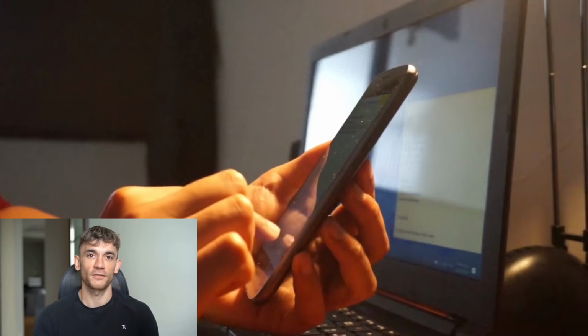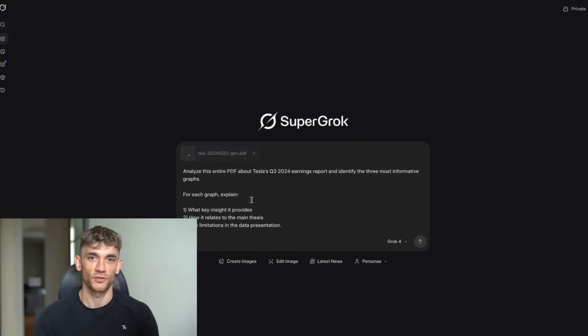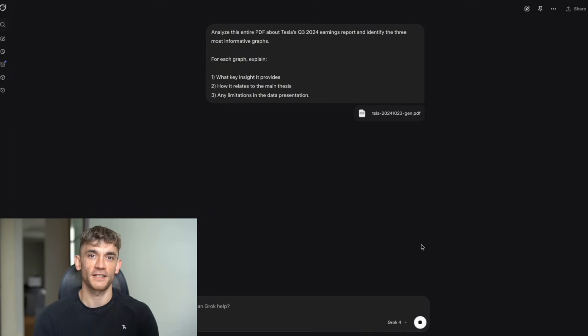First, the good stuff. For document analysis, Grok 4 really impressed me. It can understand complex business documents. It found the right information in Tesla's earnings report. It explained things clearly, and it even spotted data problems I missed.